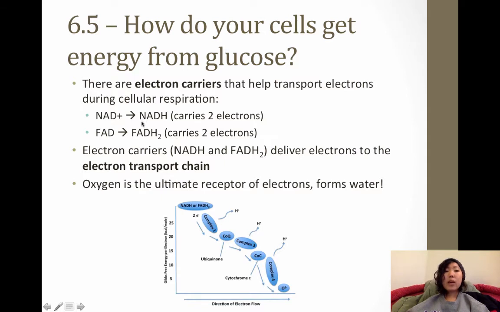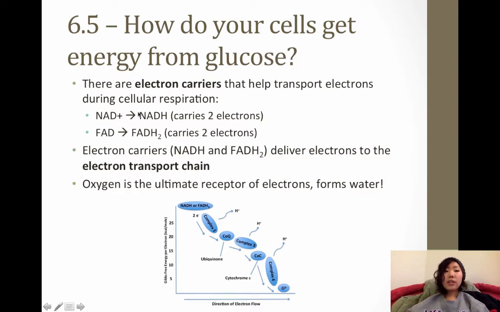Essentially what's happening is, as electrons are being ripped off of glucose, they get attached to the NAD+, which becomes NADH, and they become part of the electron carriers. The electron carriers eventually go to something called the electron transport chain, which we'll talk about later.